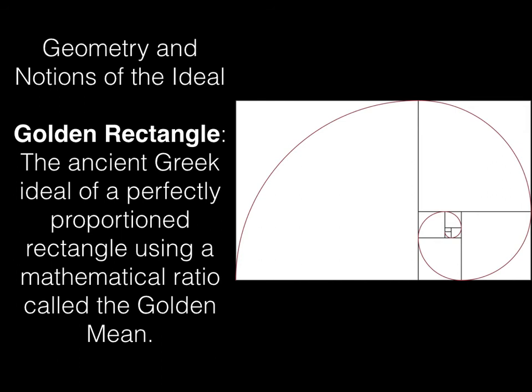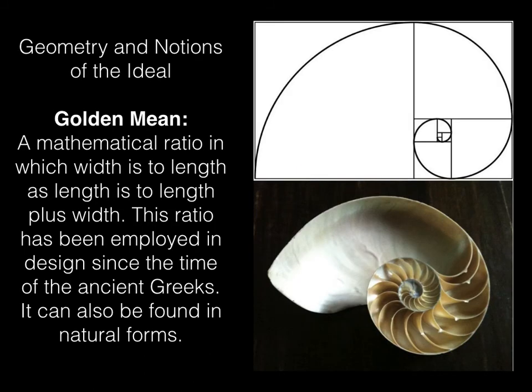So it is something that was created by man to create this kind of perfect architecture, but it also has its origin in nature. Okay, so this is the golden mean, and this is what created the golden triangle. So again, idealism and math. The golden mean is a mathematical ratio in which width is to length as length is to length plus width. This ratio has been employed in design since the time of the ancient Greeks. It can also be found in natural forms.